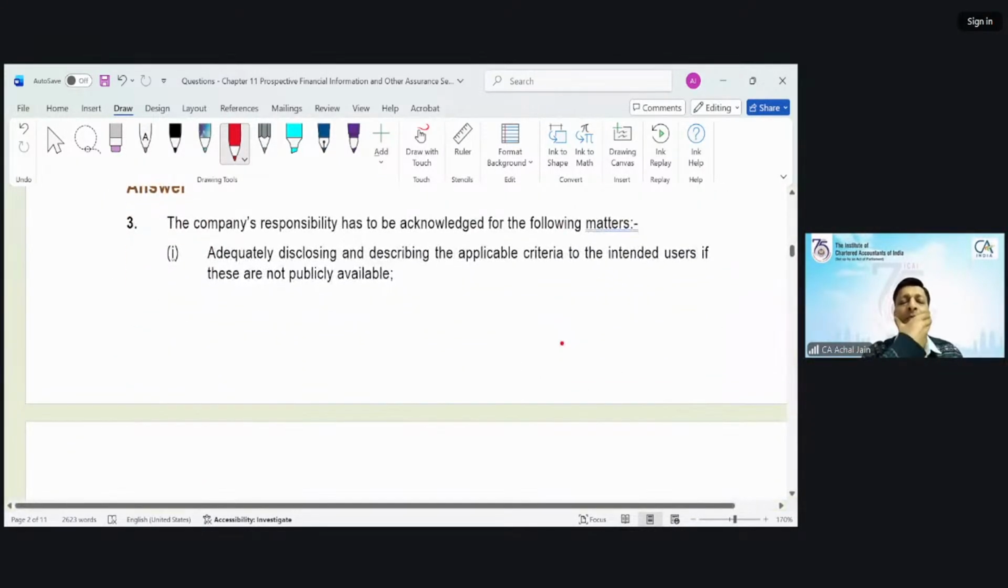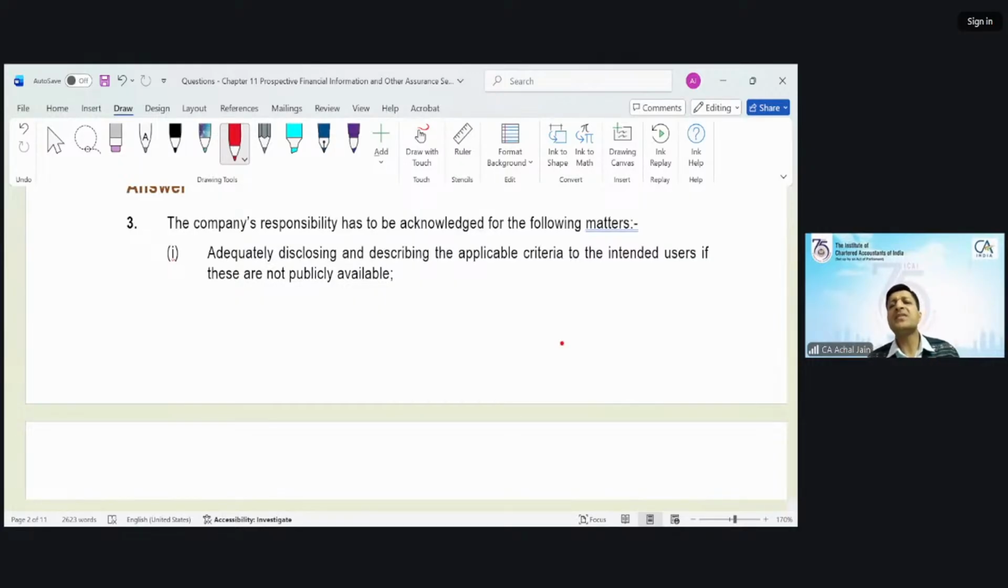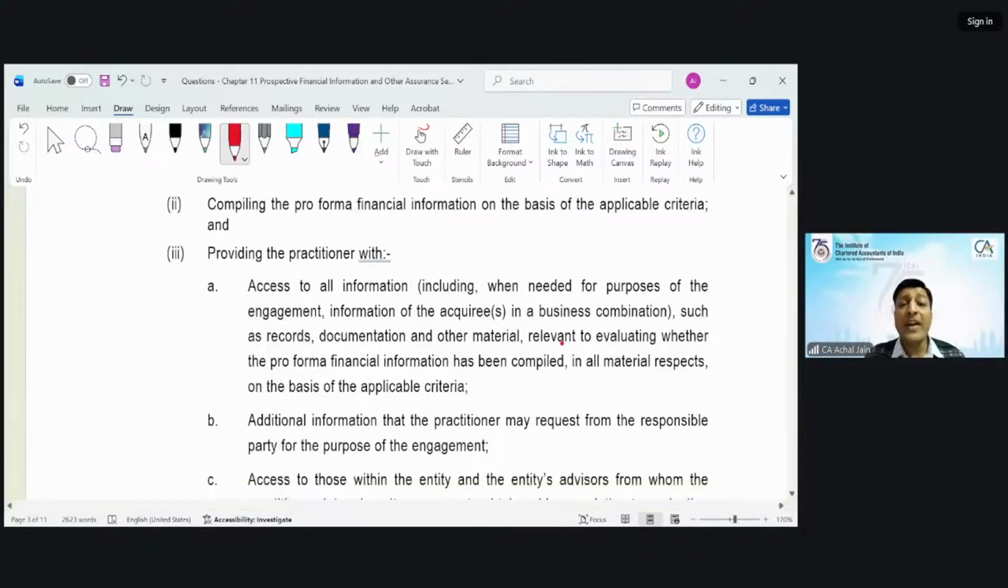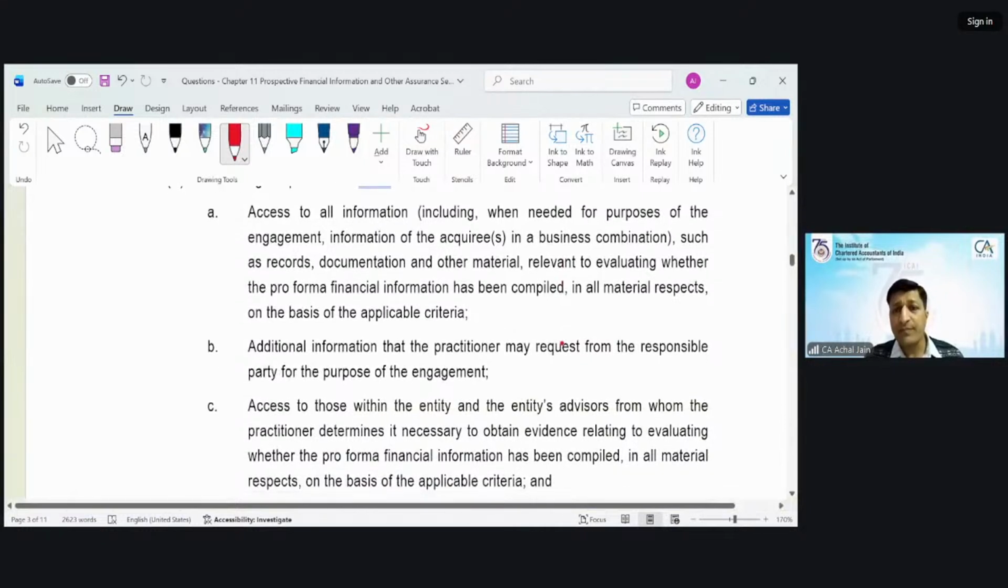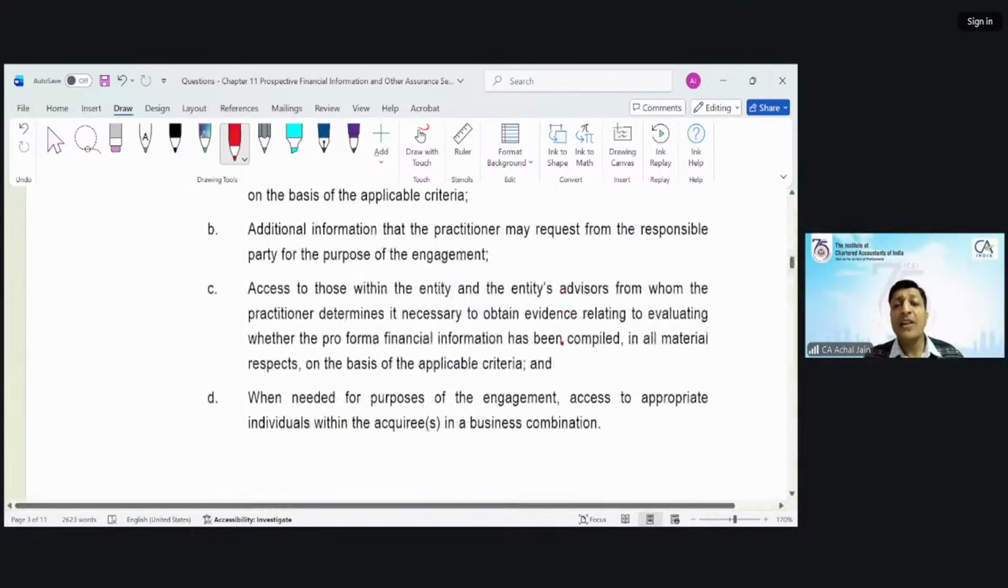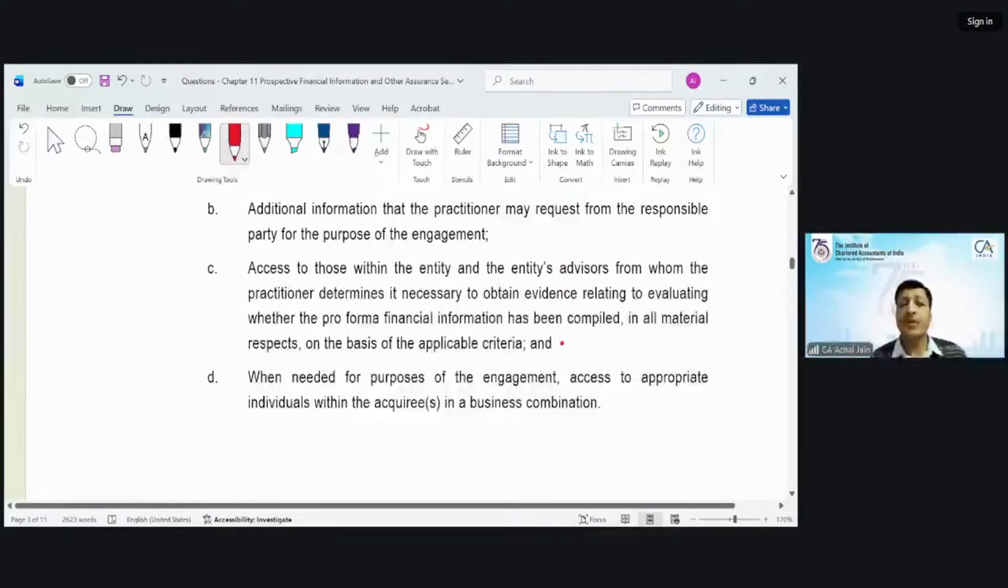So let's look at it. One, adequately disclosing and describing the applicable criteria. Applicable criteria means the basis which will be there for the pro forma. Compiling the pro forma financial information on the basis of applicable criteria. Providing the practitioner with access to all information. Of course, that is required. Because if you were to audit, how do you do that? You'll need records, documentation, material, all of these things. Additional information that the practitioner may request from the responsible party.